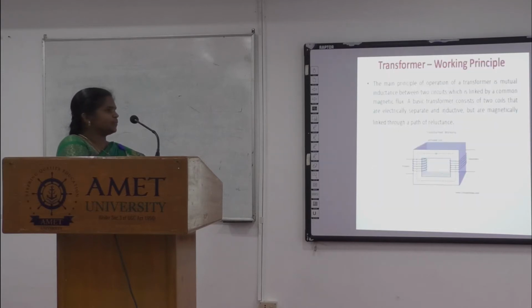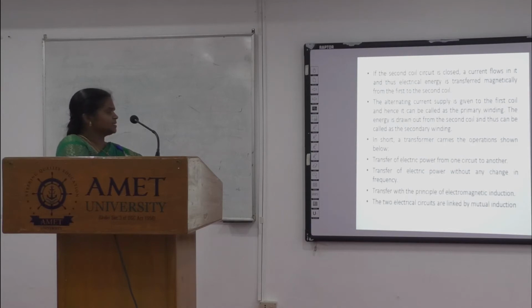Now we will discuss the working principle of the transformer. As we already discussed, it mainly consists of iron core and windings. The windings are wound over the legs. The main principle of operation of a transformer is mutual induction between two circuits, which are linked by a common magnetic flux. A basic transformer consists of two coils. One is the primary winding, another one is the secondary winding. The two windings are electrically isolated, but magnetically coupled.